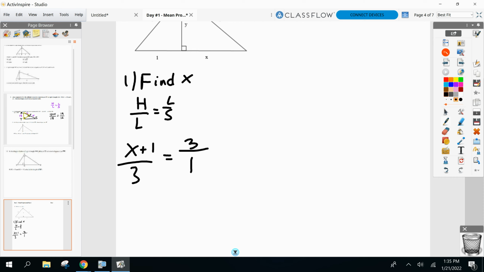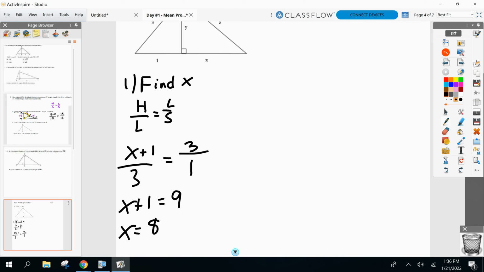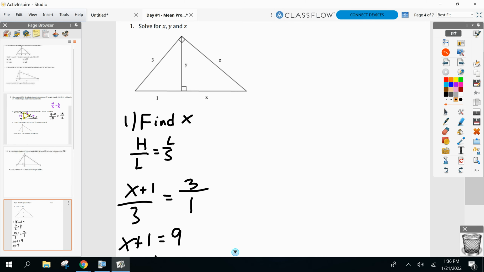Oh, look, come on. Cross multiplying this. Come on. Child's play here. X plus 1 equals 9. So X equals 8. You can use it now. Use it.